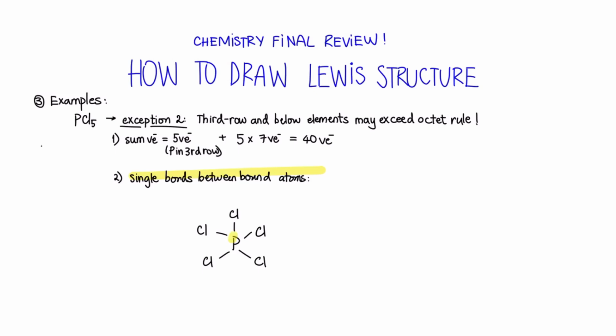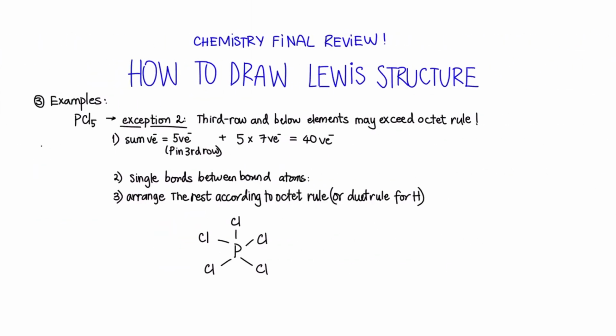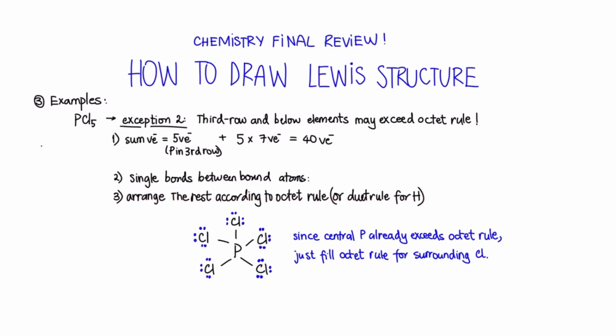Here I have phosphorus in the center and 5 chlorines surrounding it, and I'm going to draw single bonds connecting each chlorine with the center phosphorus. Lastly, step 3, we're going to arrange the rest of the valence electrons according to the octet rule. Here we see that the center phosphorus already exceeds the octet rule because it has 5 single bonds with the 5 chlorines. So we're just going to focus on filling the octet for the surrounding chlorines by giving 3 lone pairs to each chlorine.